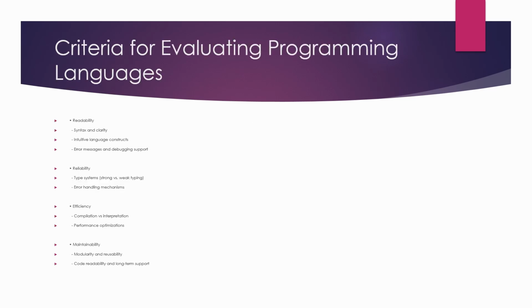Let's start by looking at the criteria for evaluating programming languages. We consider factors like readability, which focuses on syntax and clarity, and reliability, which involves things like type systems and error handling. Efficiency looks at performance and optimization, while maintainability emphasizes modularity and long-term support.